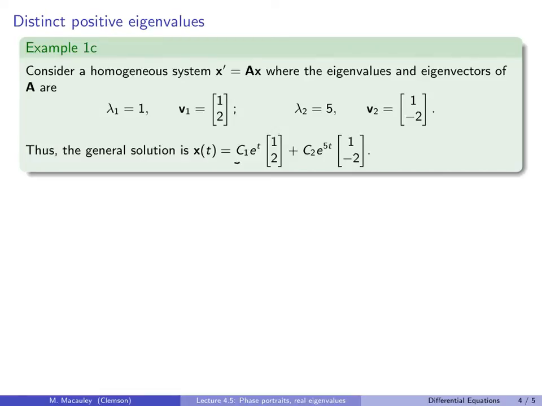It's C1 e to the lambda 1 t times the first eigenvector plus C2 e to the lambda 2 t times the second eigenvector. So let's plot what this looks like. I'm going to draw the eigenvectors, (1, 2), something like this, and (1, -2) is going to look something like this. Then I'm going to draw the eigenvector lines.